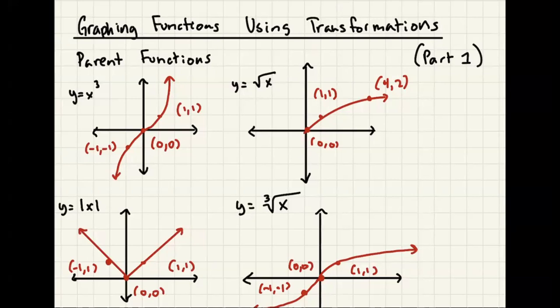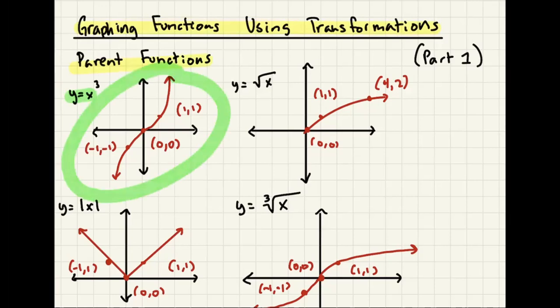We're going to be graphing functions using transformations. But before we do that, we got to go over something called parent functions. You should have done a Desmos that goes over these, but in case you don't remember, here are the parent functions. Y equals x cubed. It looks like this graph right here. What makes this one special? It has the points -1, -1, 0, 0, 1, 1. You're going to go up 1 over 1, down 1 over 1 from the origin.